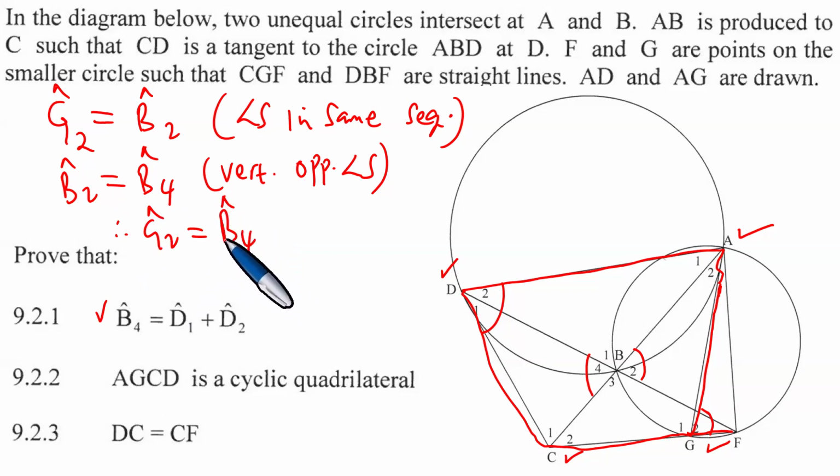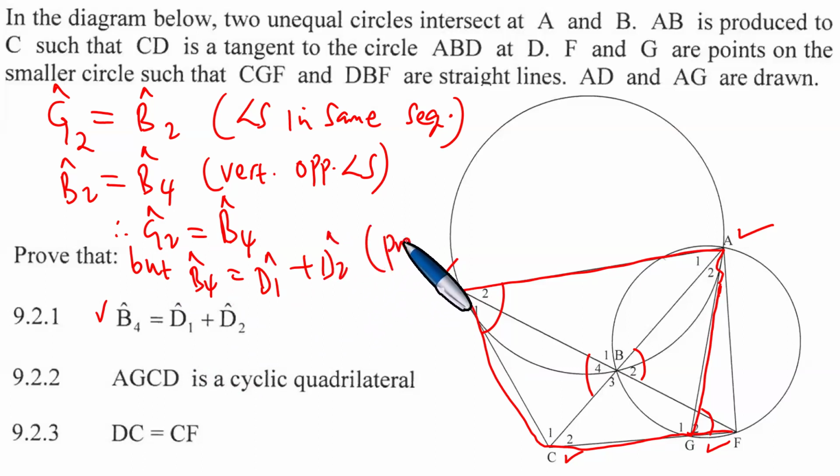So yeah, therefore this is the case. Both angles are equal to the angle B2. And therefore, at this point, we know that angle B4 is equal to D1 and D2. So you can say that angle B4 is equal to the angle D1 plus the angle D2. Why is this the case? Well, it has been proved in 9.2.1 above.